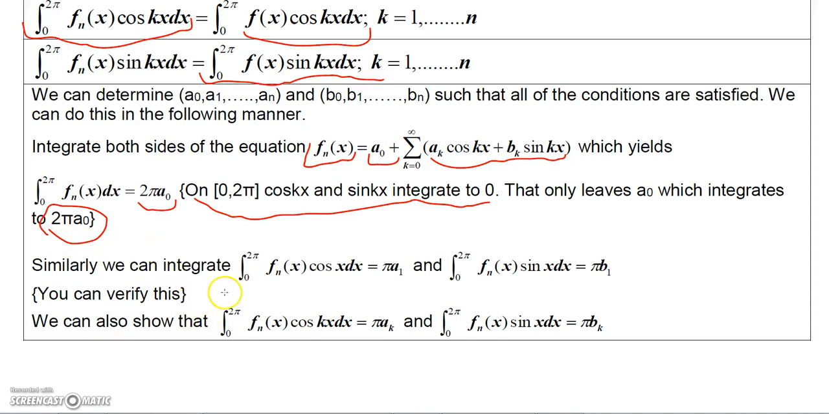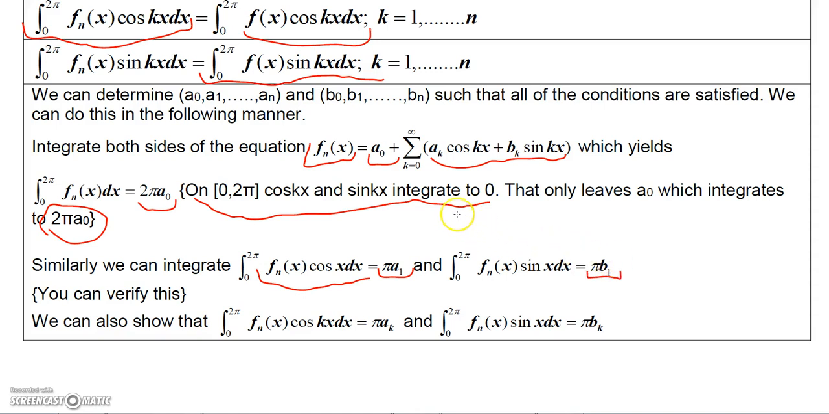Now, in a similar fashion, if we were to integrate the function f_n(x) times cosine x from 0 to 2 pi, here's what would happen. We would actually get pi times a1. And then if we integrated from 0 to 2 pi of f_n(x) times sine of x dx, we would get pi times b1.